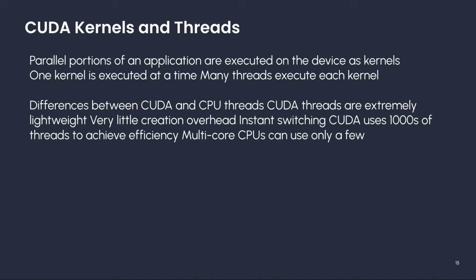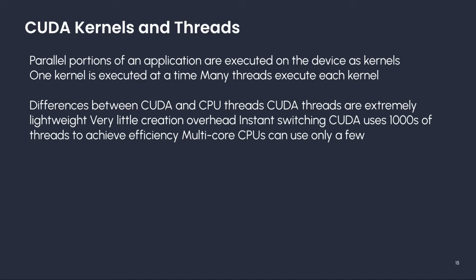So the difference between CUDA and CPU threads. CUDA threads are extremely lightweight, very little creation overhead, instant switching, and CUDA uses thousands of threads to achieve efficiency. Multi-core CPUs can only use not one, few. So that's basically the gist of it.